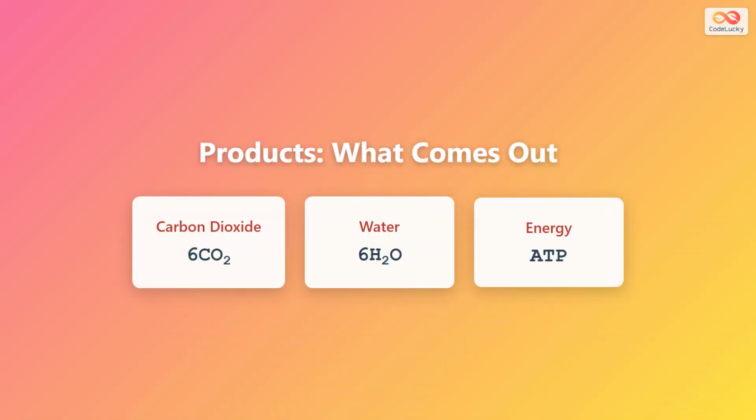Now let's look at the products, which are what the reaction produces. First, we get carbon dioxide, written as 6CO₂. This is 6 molecules of carbon dioxide gas, which we exhale when we breathe out. Second, we produce water, written as 6H₂O. This is 6 molecules of water, which can be used by the cell or released. Most importantly, we get ATP, which is the energy molecule. This ATP is what makes the entire process worthwhile, because it powers all the work that cells need to do.